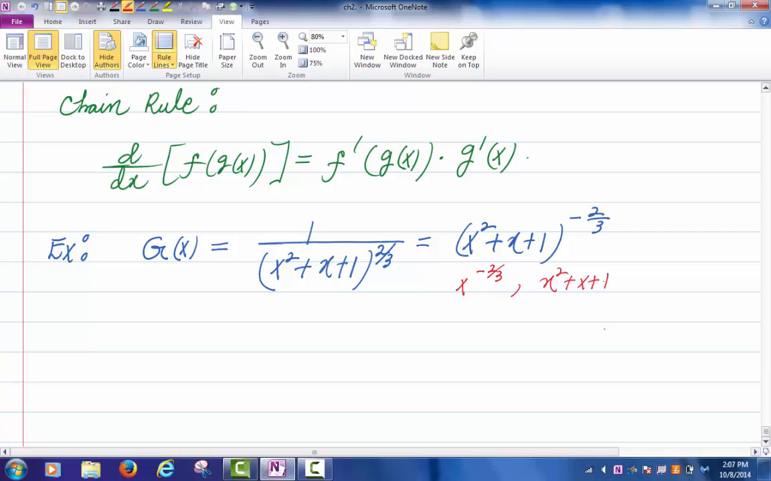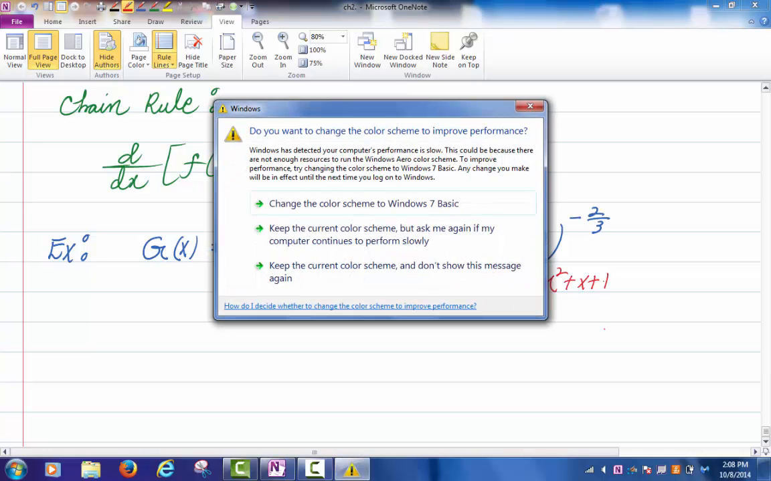The outside being x to the negative 2/3, the inside being x squared plus x plus 1. Notice that if you plug in x squared plus x plus 1 here, you get the function that we are looking at, right? Is that making sense? You plug in this function for x, you get the function that we are looking at. So by the chain rule, what's the derivative?